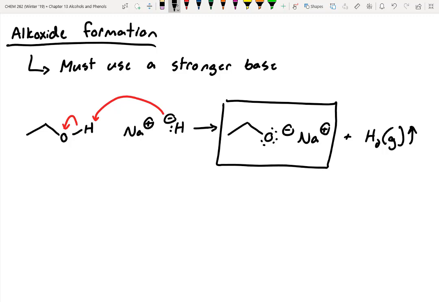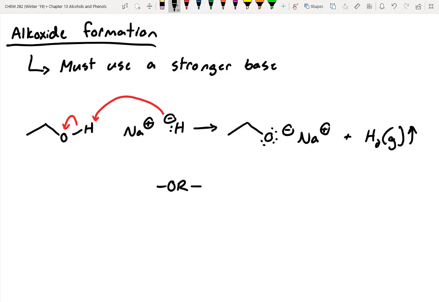We could use this for elimination reactions, we can use it for substitution reactions, or we can use it for other purposes if needed. But this is how the ethoxide anion can be generated. However, it's not super common. I'll show you another option.